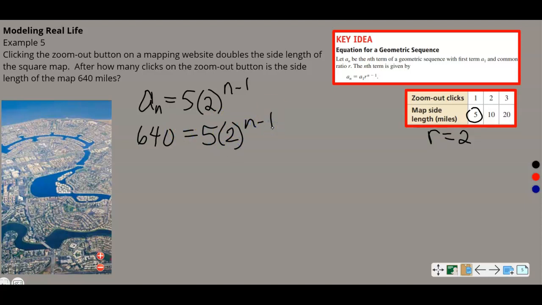So what does that do for us? That gives us an equation, and we can set this up so that we can use our calculators to graph it and see. So we can say y equals 640 and y equals 5 times 2 to the n minus 1. And we know these two things are equal. So in the previous lesson, we learned that if we have two equations, we can find the intersection point. And the intersection point will be the solution. So let's get the calculator and graph these equations.